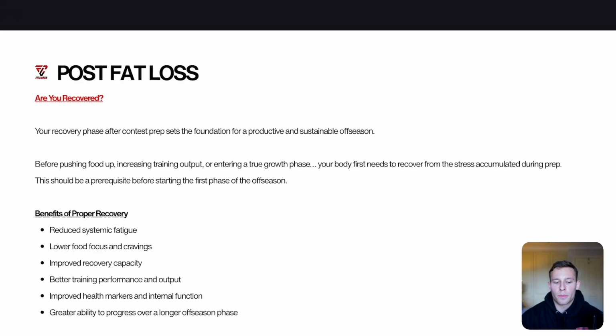If we take a look at the benefits of proper recovery, it's reduced systemic fatigue, lower focus on food and cravings, and improved recovery capacity as well. Because if you're rushing from a fat loss phase straight into the off-season, your body has not healed. Better training performance and output, improved health markers and internal function, greater ability to progress longer. This is a lifelong transformation, not just a short-term quick fix, and how you transition between these phases will dictate your rate of progression.